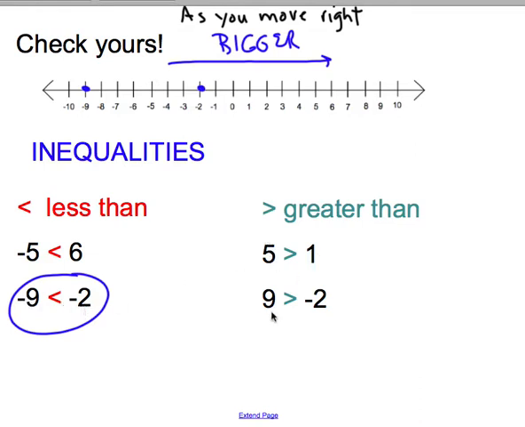5 is greater than 1. 9 is greater than -2. And in fact, all positive integers are bigger than negative integers. And a lot of you noticed that on this number line, where 0 is, we have opposites that are equal distance from 0 on each side. And when you add 2 opposites, you get 0.